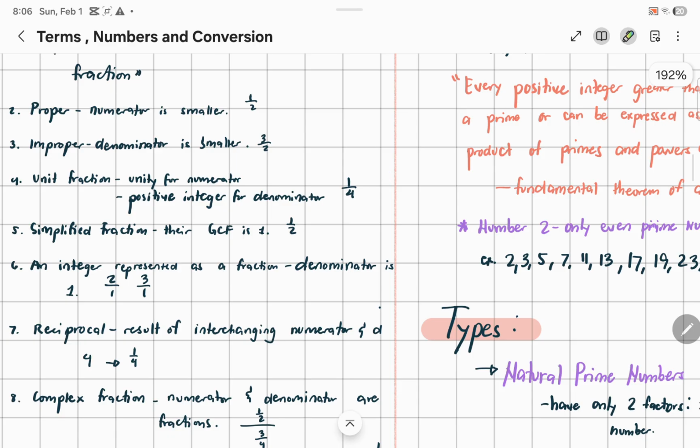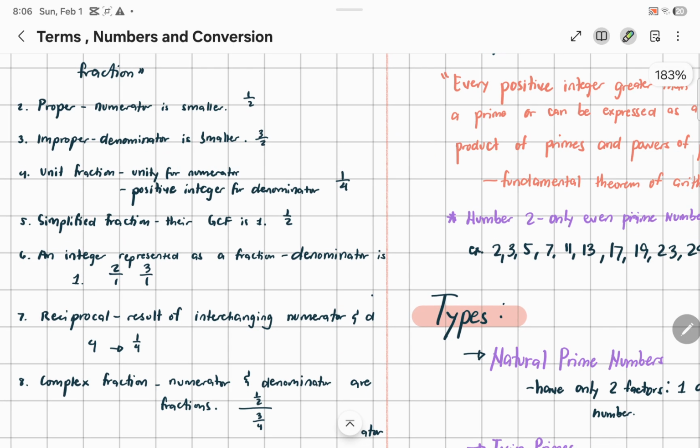Next, we have the unit fraction, unity for numerator. When I say unity, that is equivalent to just 1. Therefore, the value of the numerator is 1 for a unit fraction, and then a positive integer for the denominator. Therefore, a negative 1/4 is not a unit fraction.